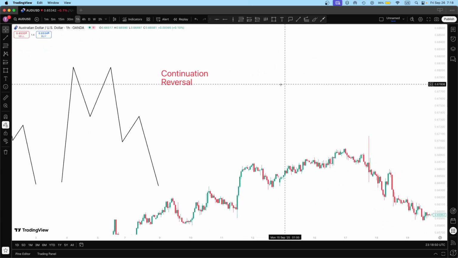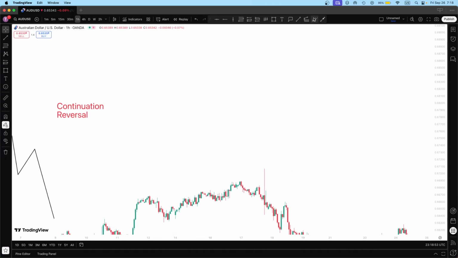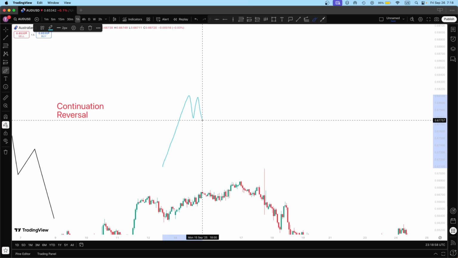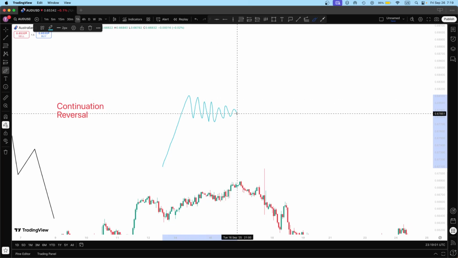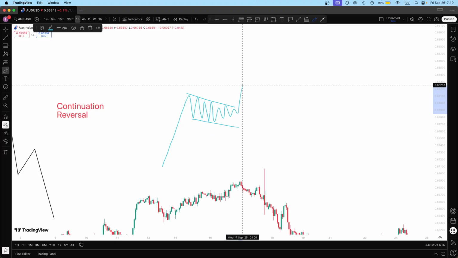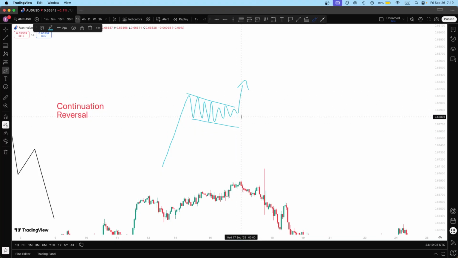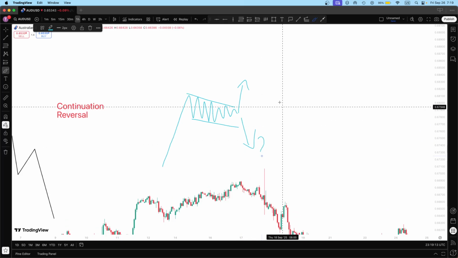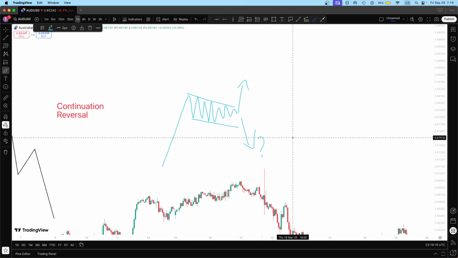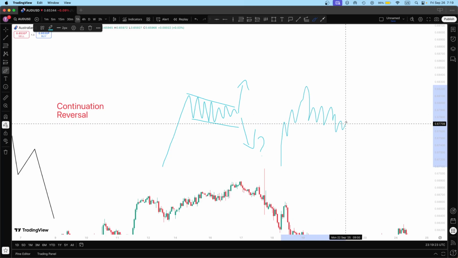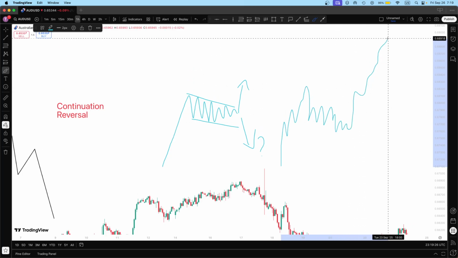Continuation is something like when the market is going up, this is impulsive, and then it corrects, and when we look at this corrective move, does it go up or does it go down? This is what we want to know. Continuation is when the market is going up, and then it comes to a corrective state, and then it continues higher.